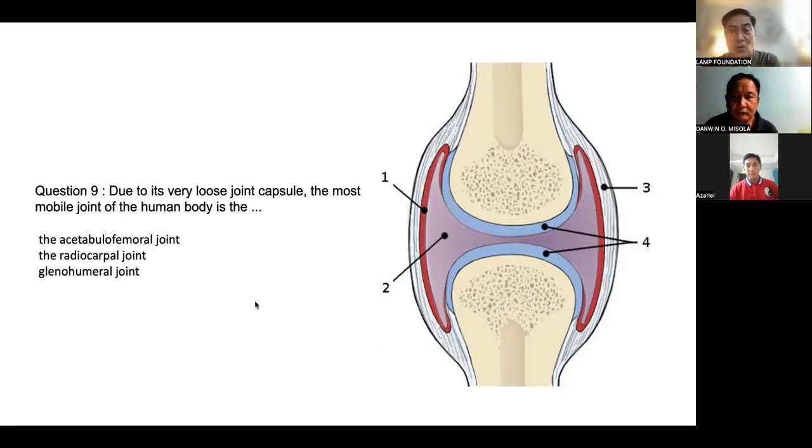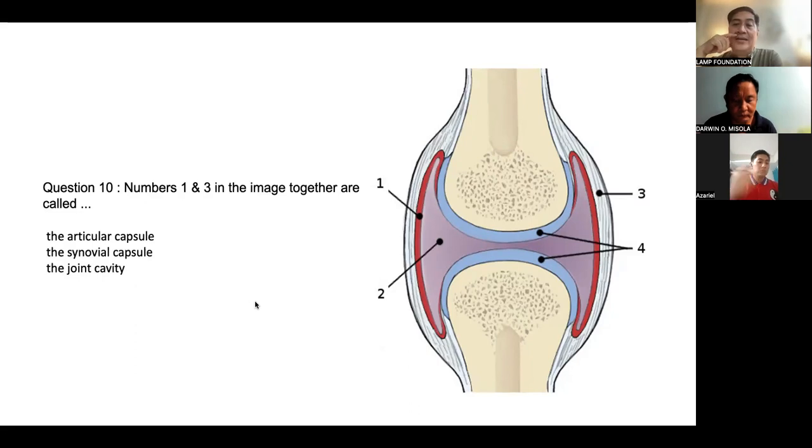Take note, the most mobile joint, ang pinaka-movable. Glenohumeral joint, right? Dito po. Nagagalaw-galaw mo yan. Numbers 1 and 3 in the image together are called synovial capsule. No, articular capsule.